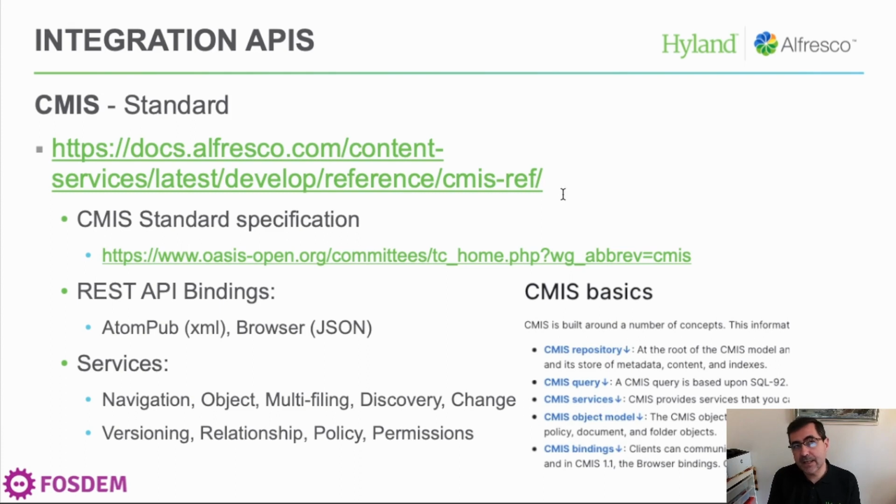Alfresco is supporting like 90% of the standard, so we have wide coverage of the standard. In this case, we are working with REST API bindings that can be in XML or in JSON, browser or AtomPub. And we have also some services like navigation, object, multifiling, discovery, versioning, relationship. So we are also able to interact with the repository by using this CMIS standard, which has clients for many different technologies. So Java, obviously, Python, and many others that you can use.